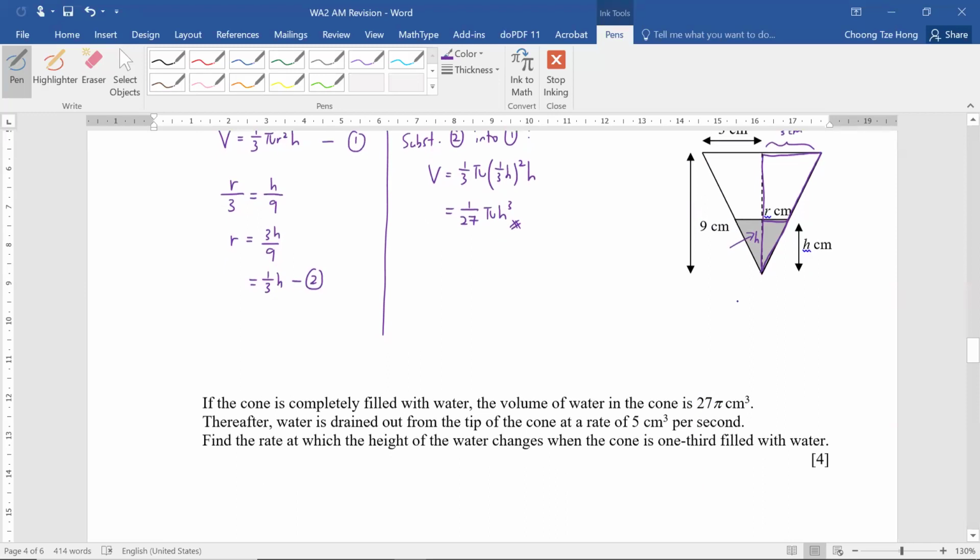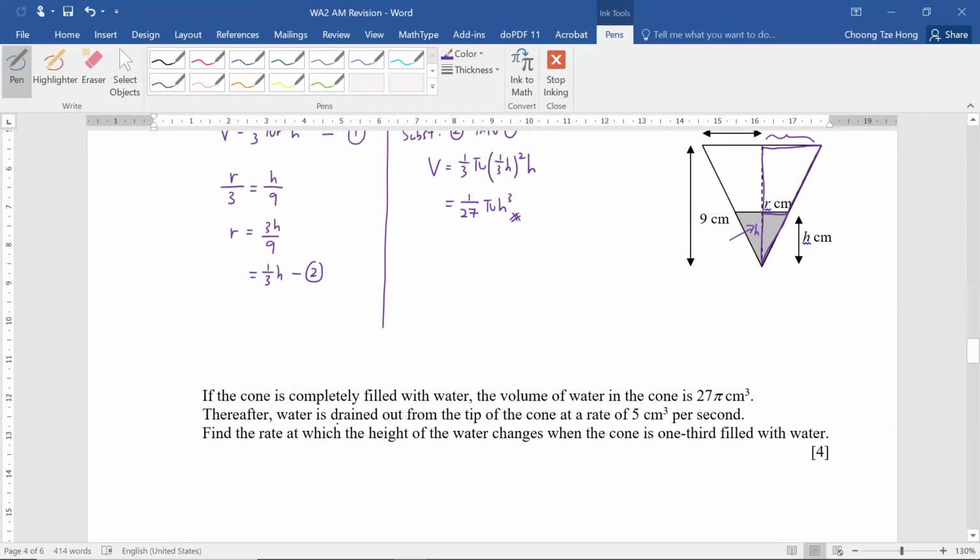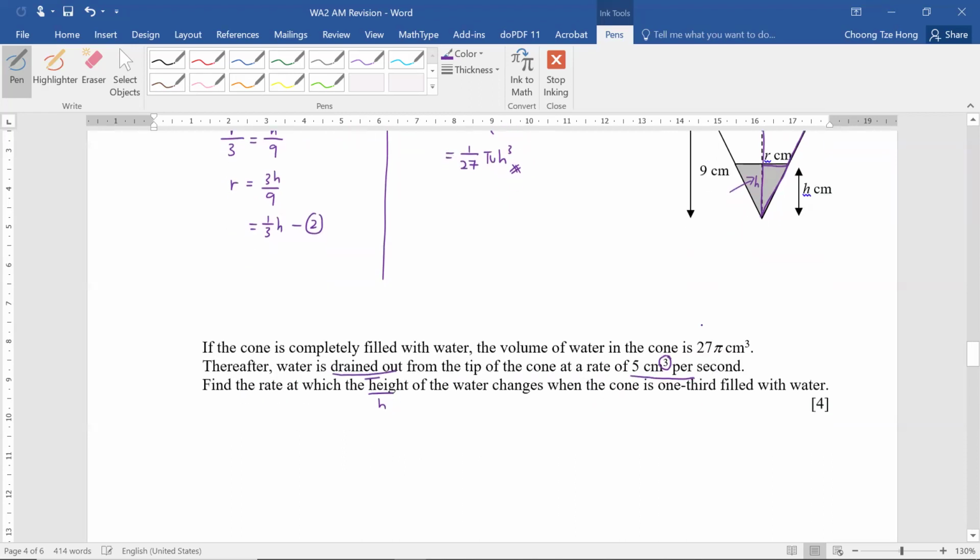Therefore water is drained out from the tip of the cone. The key thing is the water is actually going out, not being poured into the cone, at a rate of 5 cm cubed per second. Over here you can see cm cubed per second means we are looking at dV over dt. So they have given us dV over dt. What they want us to do is find the rate at which the height of the water, so height is h, changes when the cone is 1/3 filled with water. Over here, it's always good for rate of change questions.